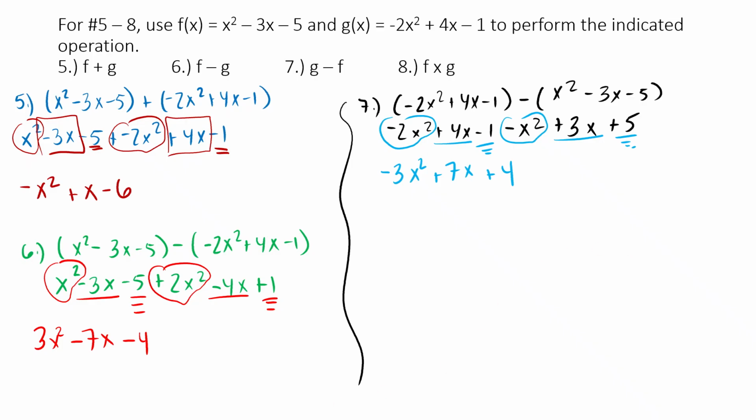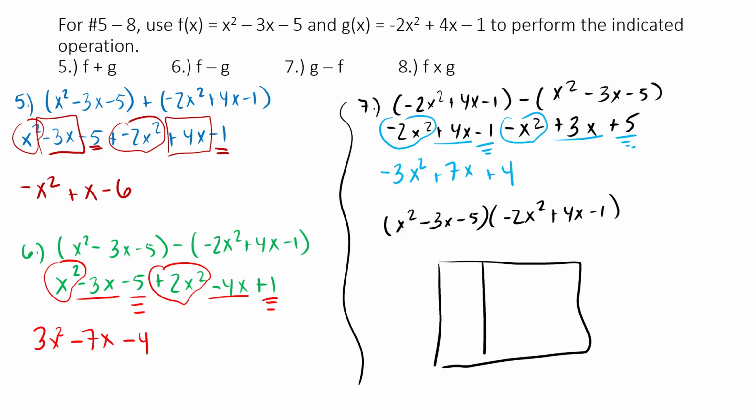So we are going to be doing x squared minus 3x minus 5 and multiplying it by negative 2x squared plus 4x minus 1. So it's going to be a decent size area. I'm going to leave myself plenty of space. It's going to be a 3 by 3. All right, so there's my base, x squared minus 3x minus 5, and here's my height, negative 2x squared, 4x, and negative 1. And here we go.